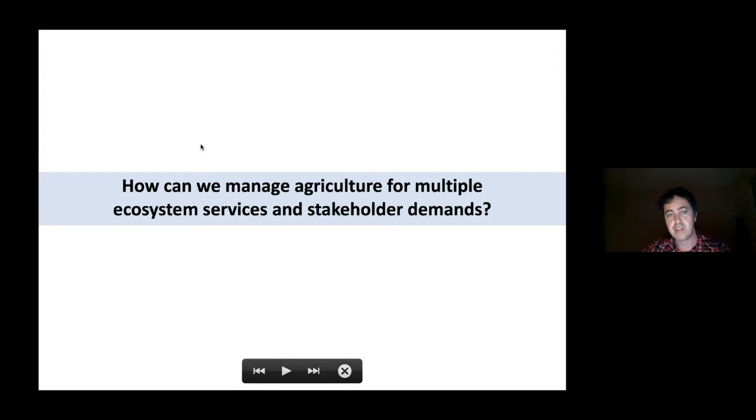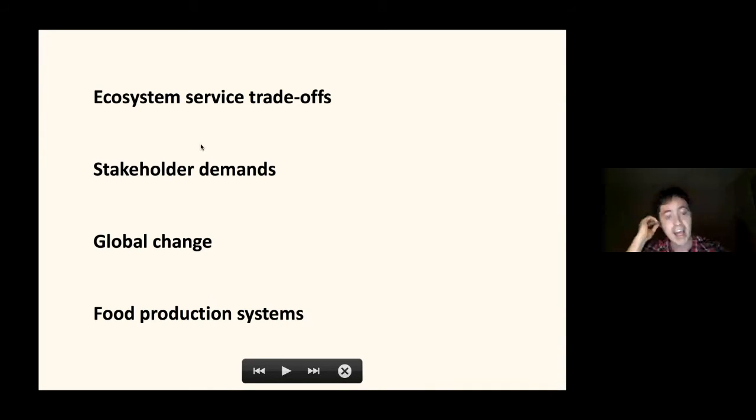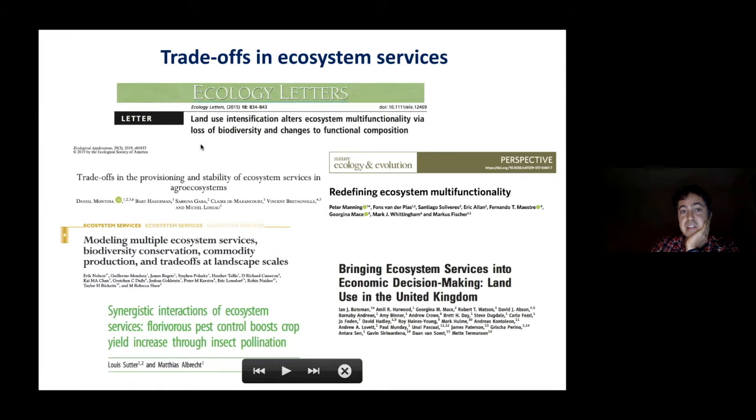So how can we manage agriculture for multiple services and stakeholder demands? To address this question, we decided to focus on 4 important elements in agricultural ecosystems. Of course, there are more important elements, but we decided to work on these 4. I'm going to briefly introduce each of those. The first one is the trade-offs in ecosystem service provision.